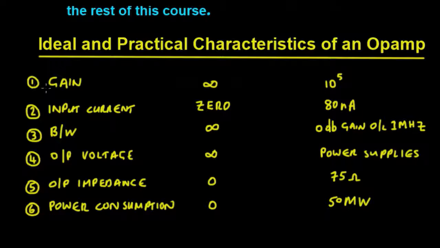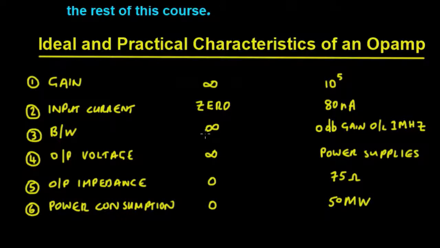So ideally the gain would be infinite, but the gain, as we've seen, is around about 100,000 potentially, which is 10 to the 5. The input current, now we don't want any current flowing into the inputs, that's the V plus and the V minus, so ideally we want the input current to be 0, but typically we're maybe going to get 80 nanoamps.